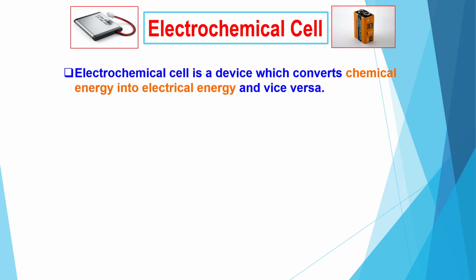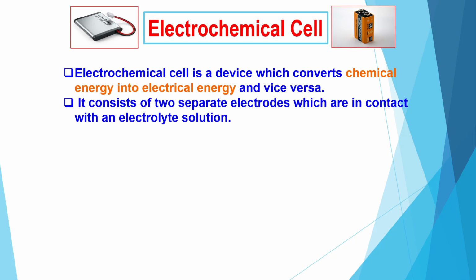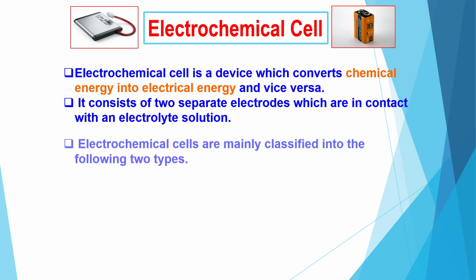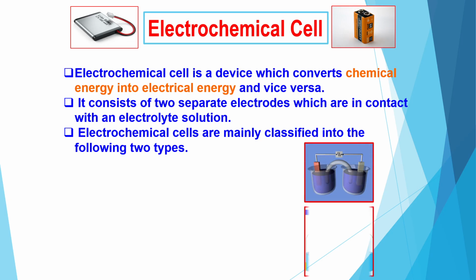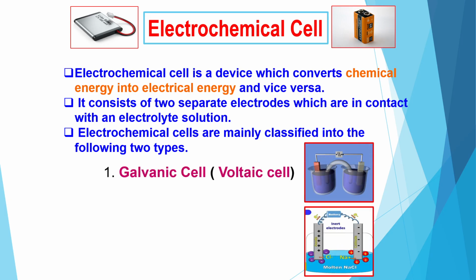So what is an electrochemical cell? It is a device in which chemical energy is converted into electrical energy and vice versa. It consists of two separate electrodes which are in contact with an electrolyte solution. Electrochemical cells are mainly classified into the following two types. One is the galvanic cell, which is also called the voltaic cell, and the other one is the electrolytic cell.